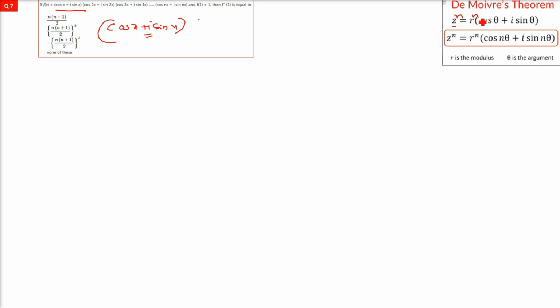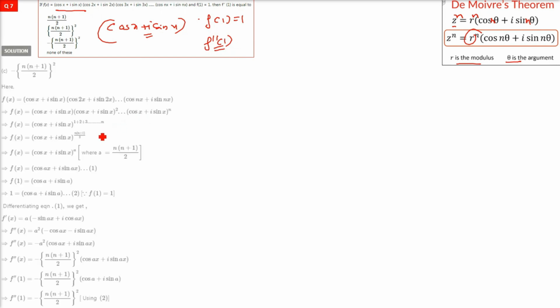So z equals r times cos theta plus i sin theta. When we do z to the power n, it will be r to the power n times cos theta plus i sin theta to the power n. Alright. So this n will come with theta. That is z to the power n, r to the power n, cos theta plus i sin theta to the power n, the n will come with theta. Now the question is also saying f of 1 is 1 and f double dash of 1 we have to compute. So this is the reference, because if you have understood how to apply de Moivre's theorem, you can just go ahead and we will start with the solution.